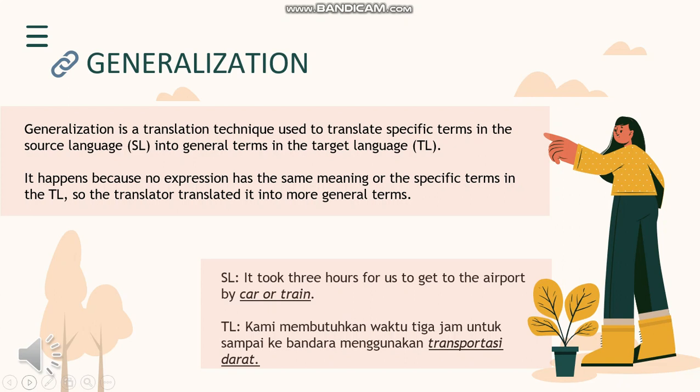So, in the target language here, the translator changed the specific terms car and train into transportasi darat as a general term in the target language. Why does it happen? It happens because there is no expression that has the same meaning as the specific terms in the target language.